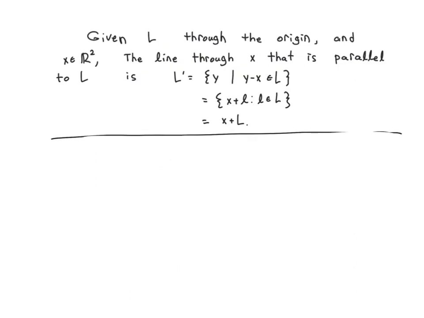So given a line through the origin and a point in R squared, you might remember from geometry that the line through x that's parallel to L is this line. It's all those points y such that when you subtract x from it, you end up back on the original line you're interested in.